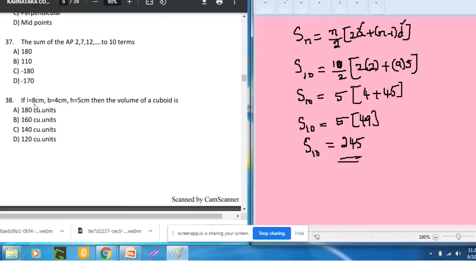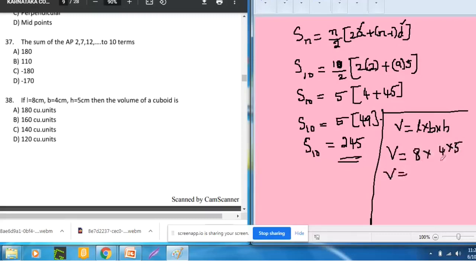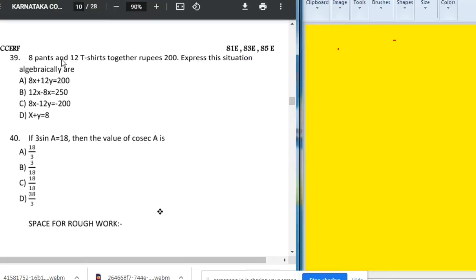Moving to 38th question. l is 8, breadth is 4 and height is 5 centimeters. Then find the volume of a cuboid. We all know the volume of a cuboid formula as length into breadth into height. So length is given as 8 centimeters, breadth is given as 4 centimeters and height is given as 5. 8 fives are 40, 4 fours are 160. So answer is 160 cubic centimeters. Always volume is represented in cubic units. So B, 160.